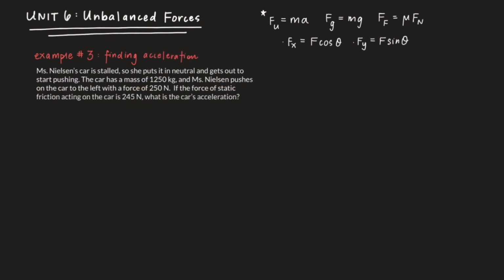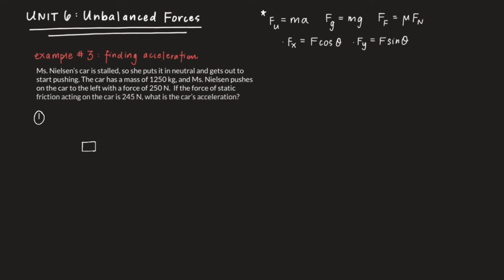So our final example is finding acceleration. Miss Nielsen's car is stalled, so she puts it in neutral and gets out and starts pushing. The car has a mass of 1250 kilograms, and Miss Nielsen pushes on the car to the left with a force of 250 newtons. If the force of static friction acting on the car is 245 newtons, what's the car's acceleration? So first step, again, free body diagram.